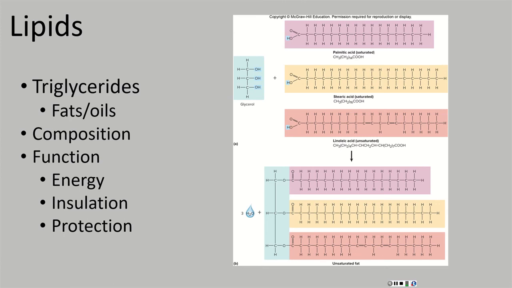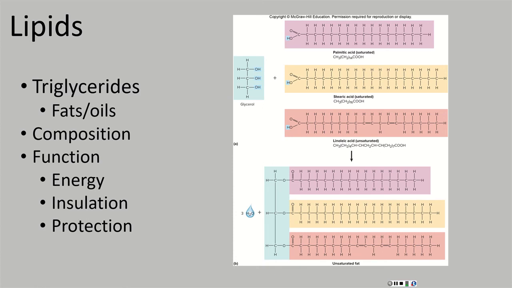And its functions are energy storage. Really, fat has a lot more energy than the carbohydrates that we looked at previously. The difference is carbohydrates are really easy to break down and get the energy out of. Fats are really difficult to break down. Even though they have more energy, it's harder for our body to get to it. So this is more of a long-term energy storage molecule.